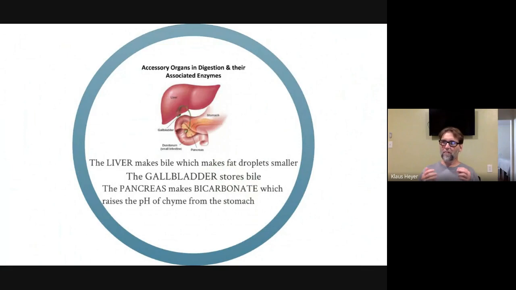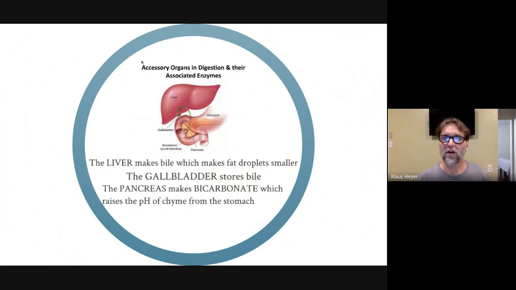So there are some accessory organs that are associated with the small intestine, at least the first part of it, the duodenum. And so we have the liver, the gallbladder and the pancreas. So the liver makes bile. Bile makes big drops of fat smaller. They have to be made that way so that the enzyme lipase can go in there and break it down. So that's going back to the chapter on lipids, right?